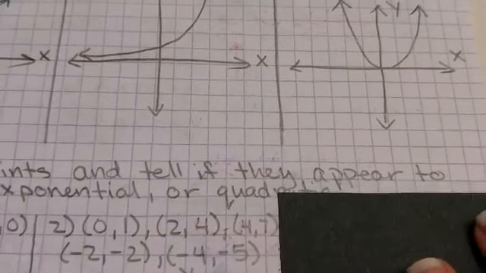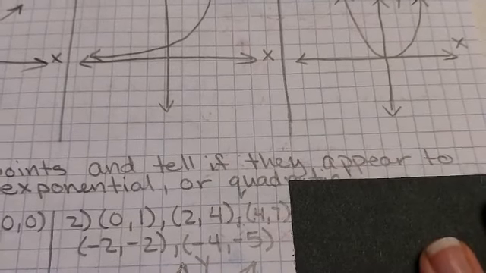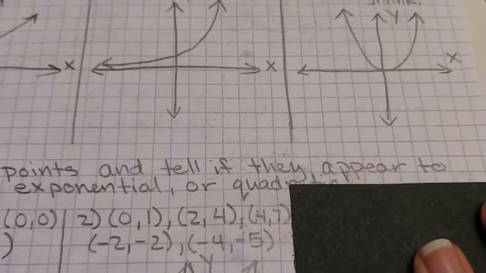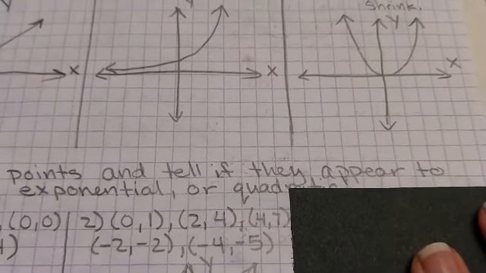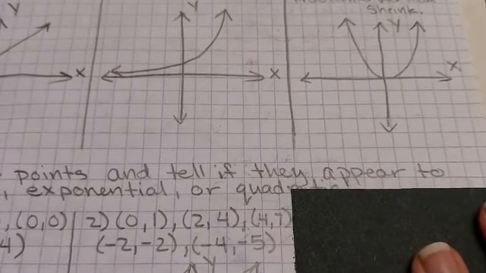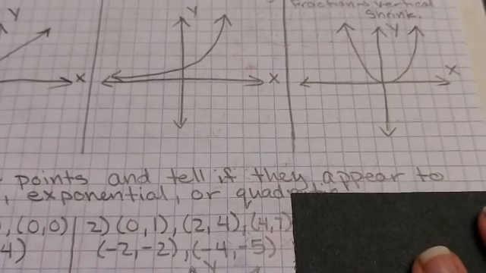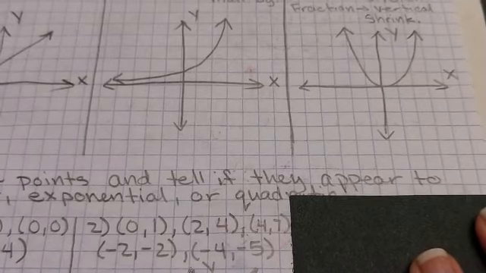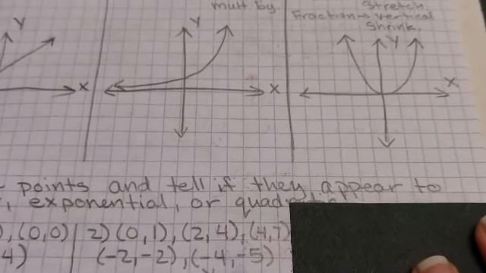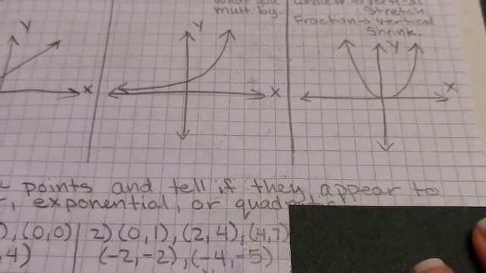Number 2. We have 0, 1, 2, 4, 4, 7, negative 2, negative 2, and negative 4, negative 5. So go ahead and graph these 5 points and decide what shape it makes. Are we working with a linear, an exponential, or a quadratic function?